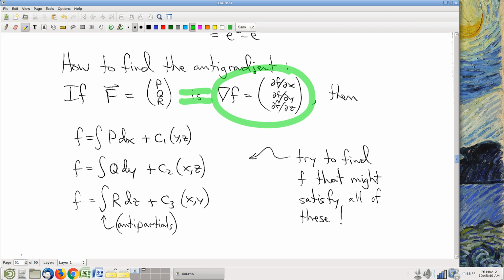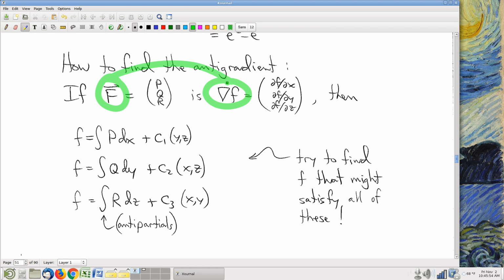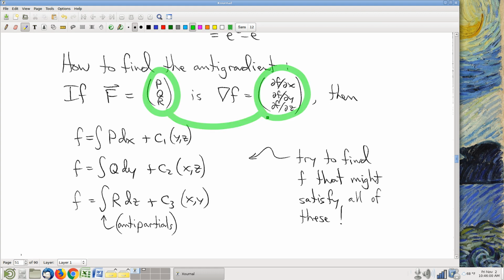So, if you would like your vector field to be a gradient, note that what that means is that the three coordinates of your vector field have to be the x, y, and z partials, respectively, of this mystery function that you're looking for. We're trying to find that anti-gradient, that function whose gradient is my vector field. So its x, y, and z partials have to be P, Q, and R.